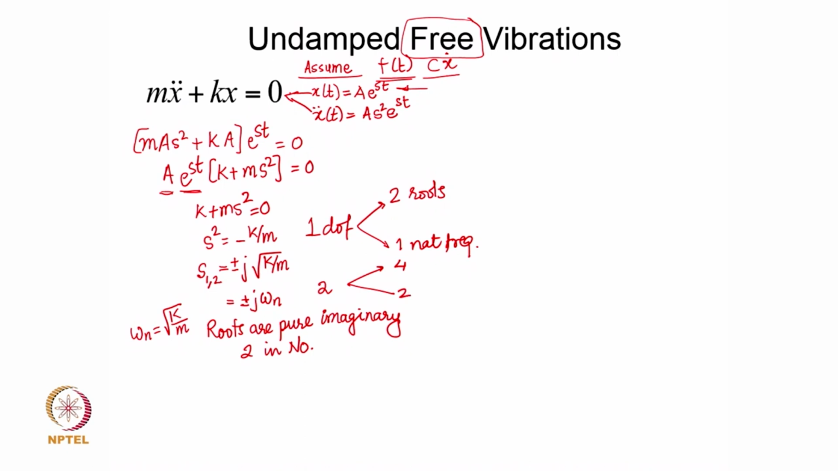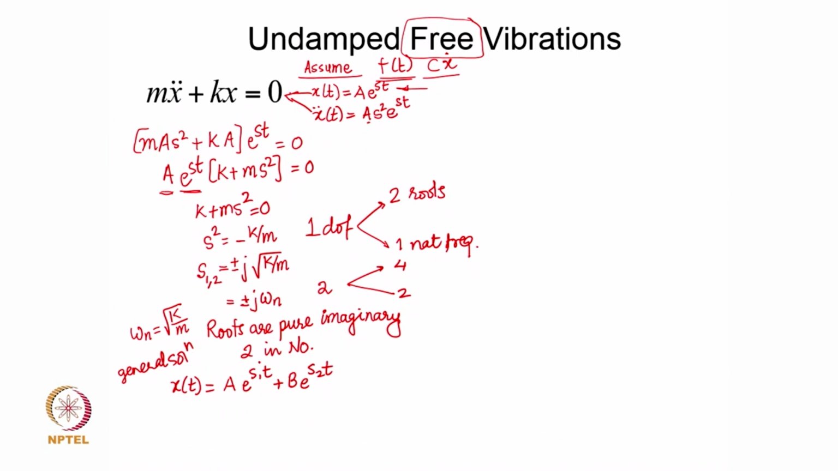Now, if there are these two roots possible, then if I substitute these roots into the assumed solution, because both roots are possible, I can write the general solution of the governing equation as x of t equals A e to the power s1 t plus B e to the power s2 t. A and B are just arbitrary constants. So, do not confuse this A with the earlier A. A and B are two new arbitrary constants.